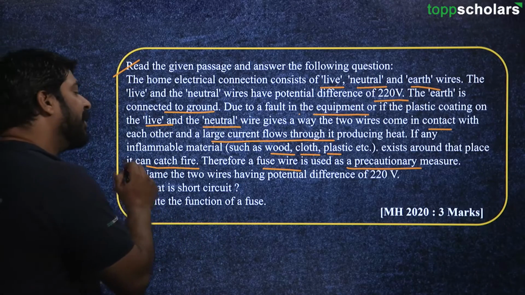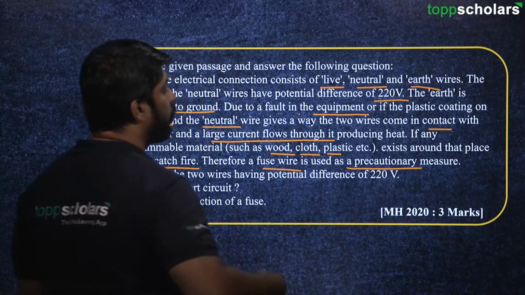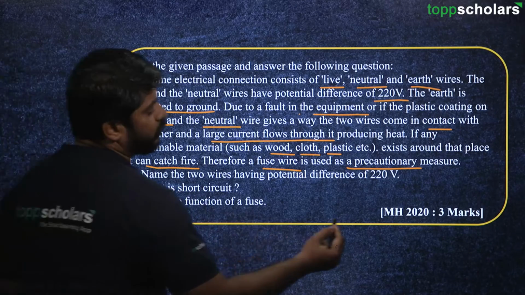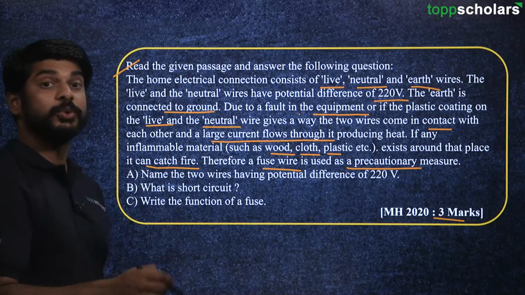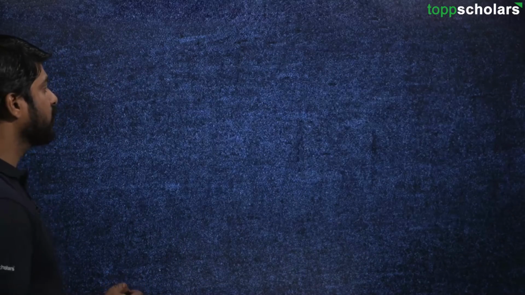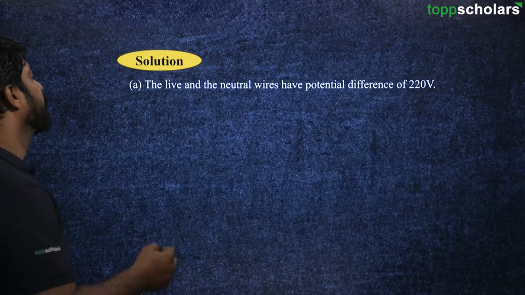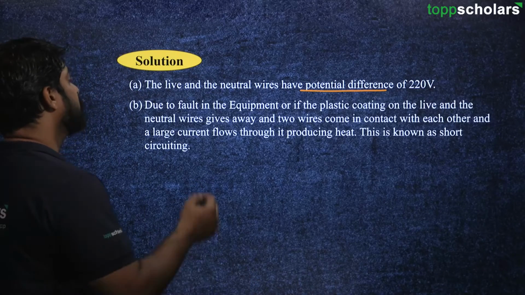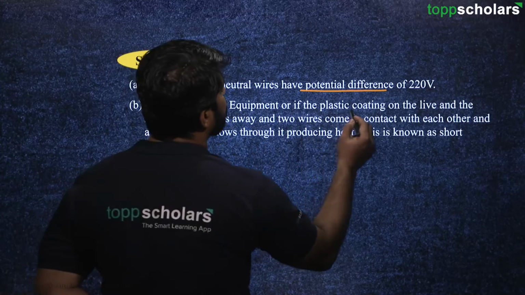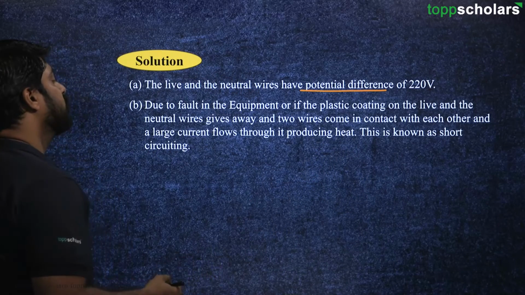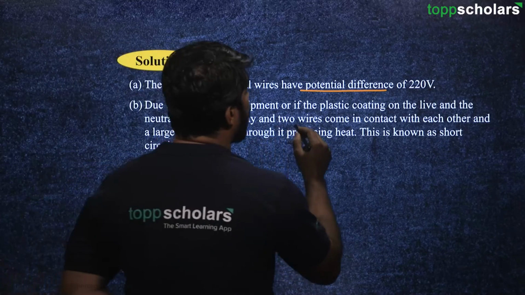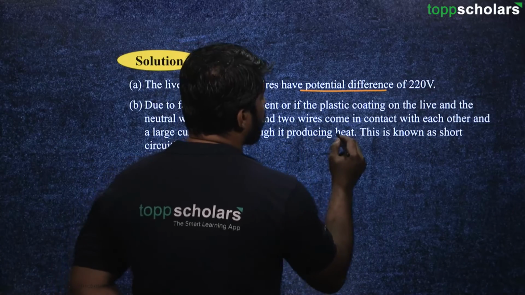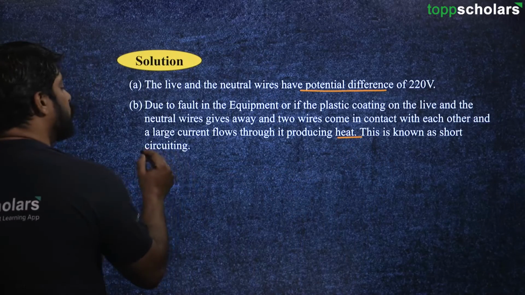Now, the questions are: name the two wires having a potential difference of 220 volt; what is short circuit; write the function of a fuse. This is for 3 marks, asked in 2020. The answers for this we have already discussed. First, the live and neutral wires have the potential difference of 220 volt. The second question: due to a fault in the equipment or if the plastic coating on the live and the neutral wires gives way and the two wires come in contact with each other and a large current flows through it, producing heat, this is known as short circuiting.